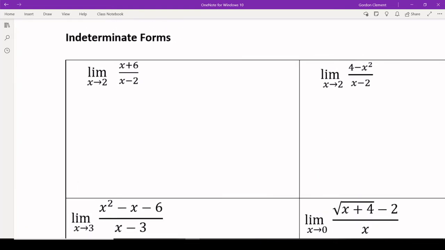So these are all going to be a bit weird, and we'll see why they're weird, and they're going to be something called indeterminate forms. But our first one here, limit as x approaches 2 of x plus 6 over x minus 2. What's going on there? Yeah. So if I plug in 2, what I end up with is 8 over 0. And I'm going to put that in quotes because we're not allowed to do that, right? So what does that mean about this limit?